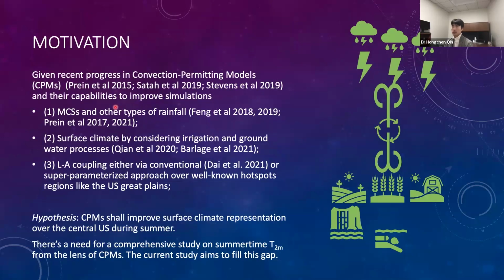Given recent progress in convection-permitting simulations for kilometer-scale climate models and their capabilities to improve simulations of, number one, MCS, number two, surface climates, and number three, land-atmosphere coupling, one may surmise that CPMs shall improve the surface climate representation over central US during the summer. So there's a need for a comprehensive study on summertime T2M from the lens of CPMs. The current study really aimed to fill this gap.